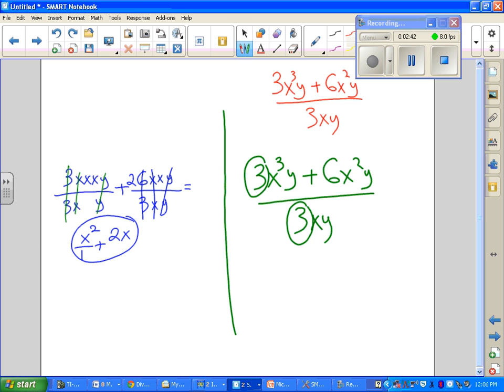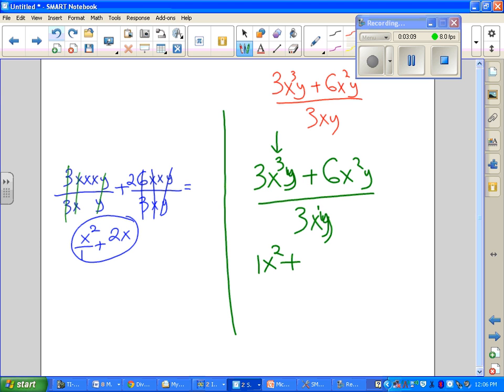3 divided by 3 is 1. Right? X cubed right here divided by x is a power of 1 right here. And when you're dividing exponents, it's just like subtracting them. 3 minus 1 is 2, so it's x squared. Y divided by y cancel out.